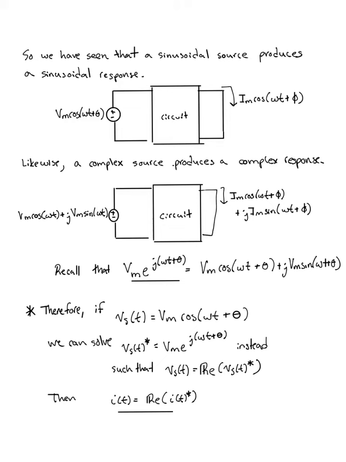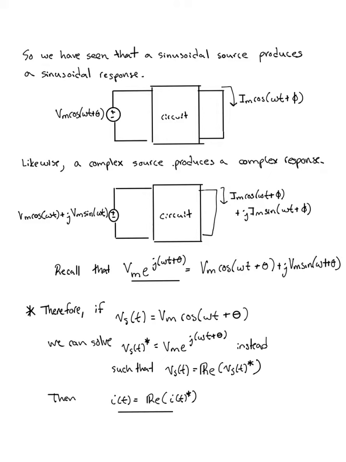We have seen that a sinusoidal source produces a sinusoidal response. So that's what we did in the last example. The input function was a sinusoid, and the output current was a sinusoid. But note that the phase shifts of the two could be different. The inductor in the last problem generated a phase shift that was dependent upon the frequency, the inductance, and the resistance.